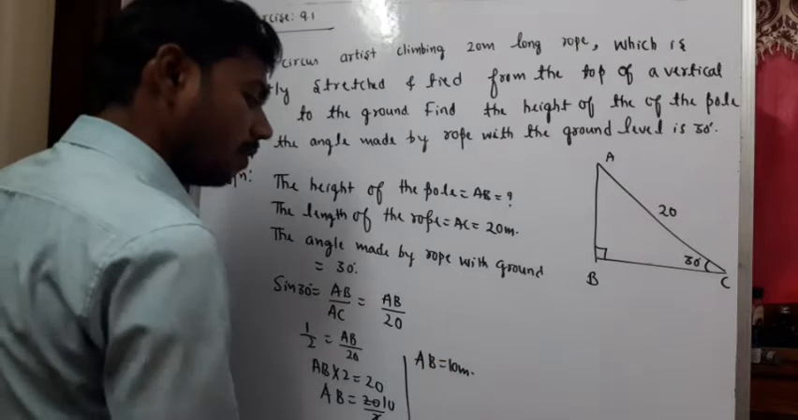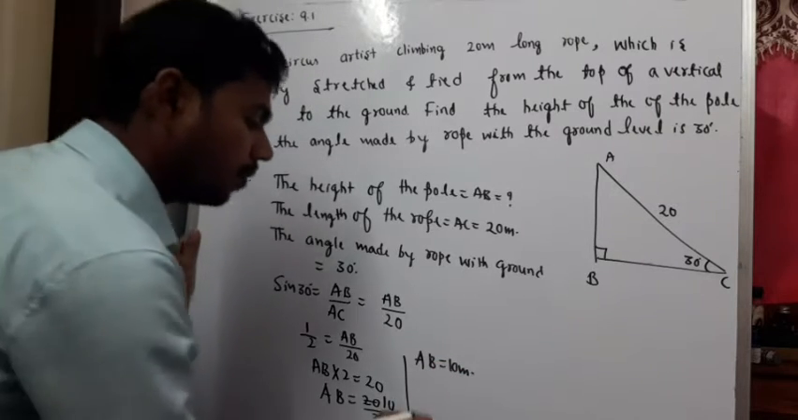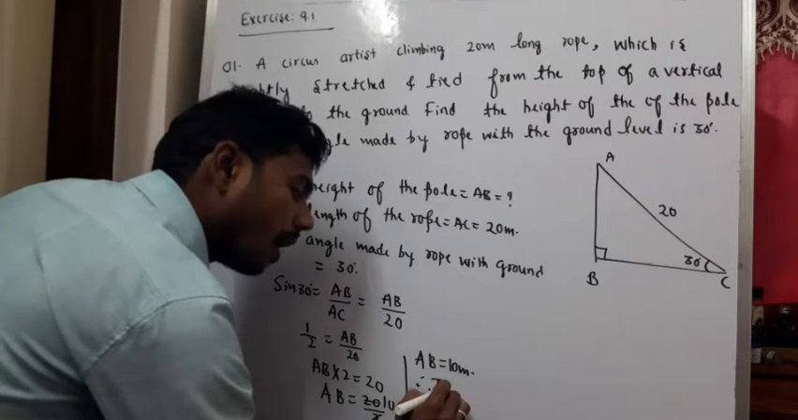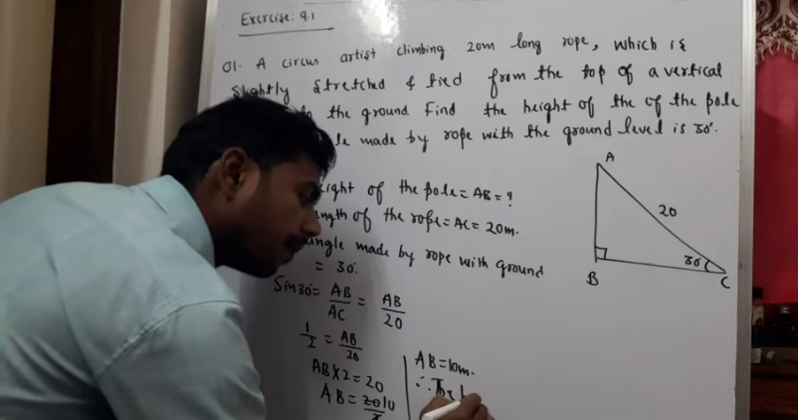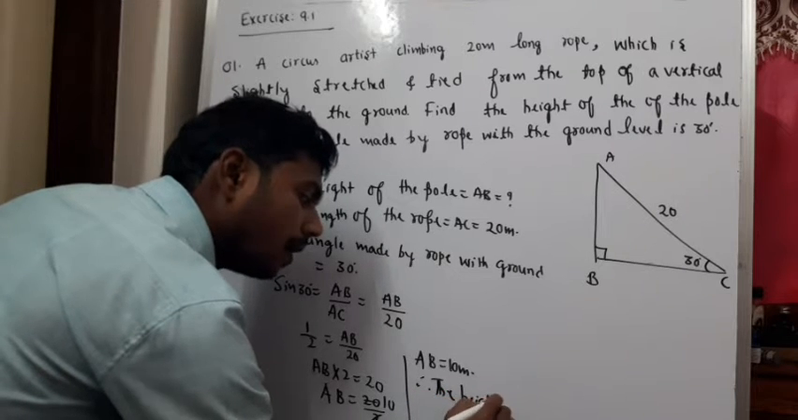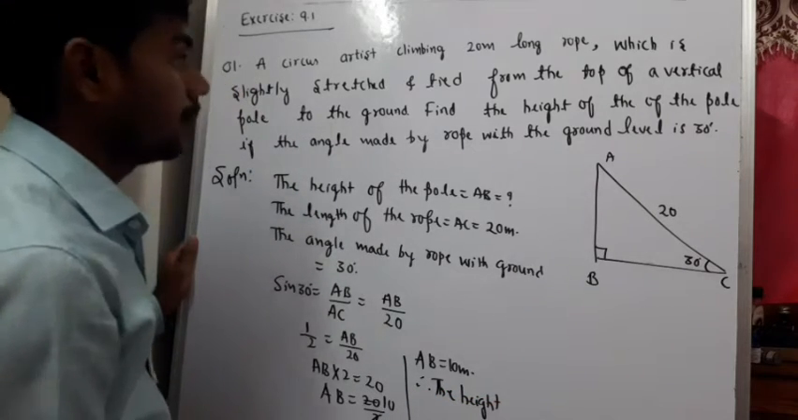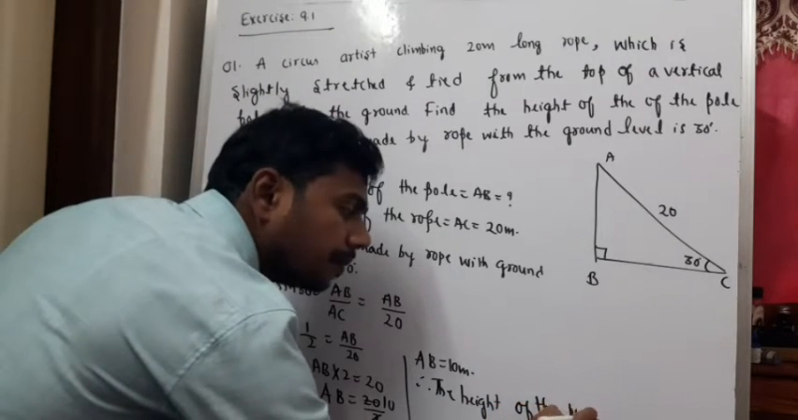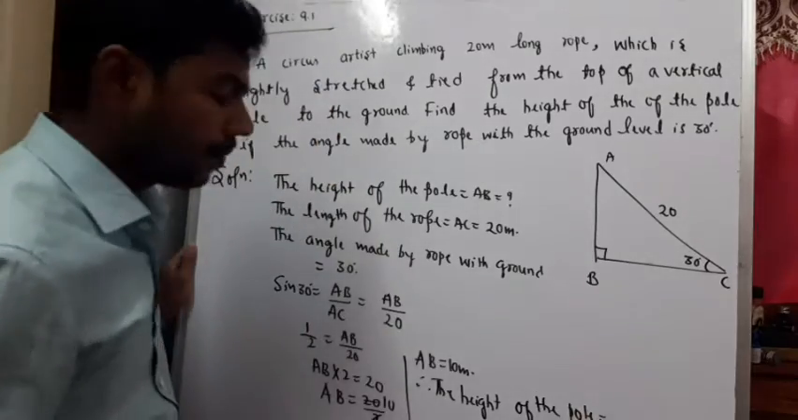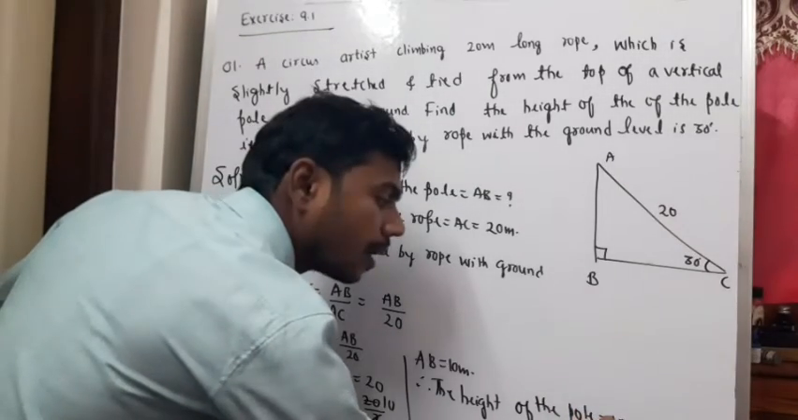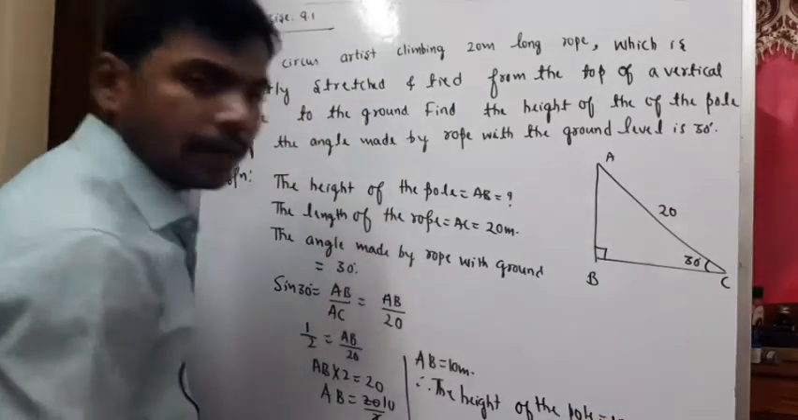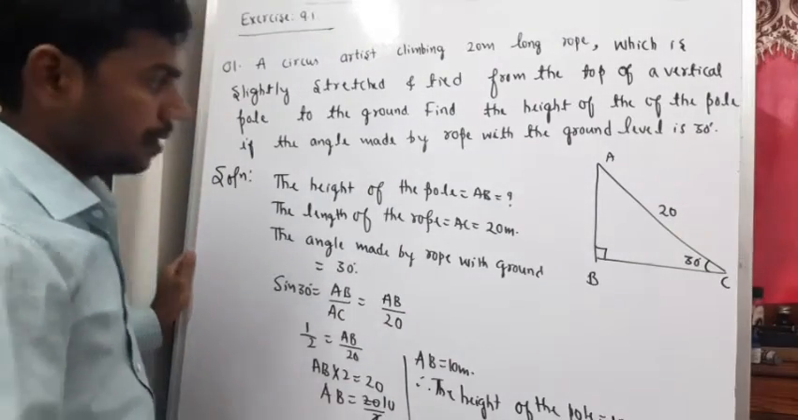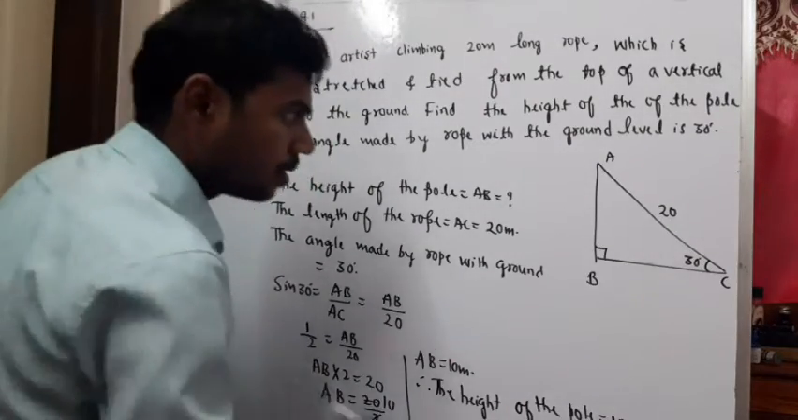What we can conclude: the height of the pole is equal to 10 meter. That is your answer. The height of the pole is equal to 10 meter. So this concludes your solution. Please note this down.